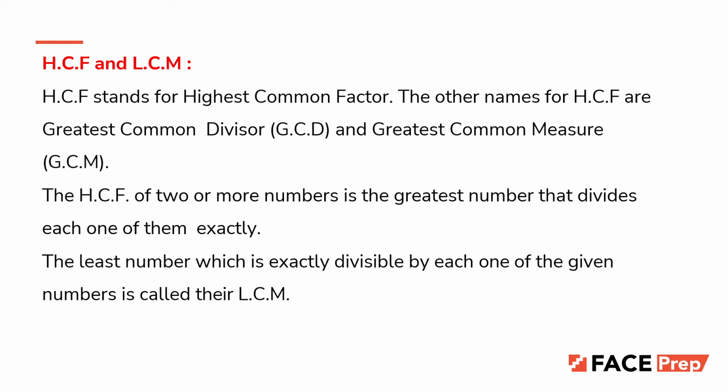And the next part given here is HCF and LCM. So here we know that HCF is the highest common factor, and LCM is the least common multiple. Another name for HCF is greatest common divisor. The HCF of two or more numbers is the greatest number that divides each one of them exactly. The least number which is exactly divisible by each of them is called the LCM.